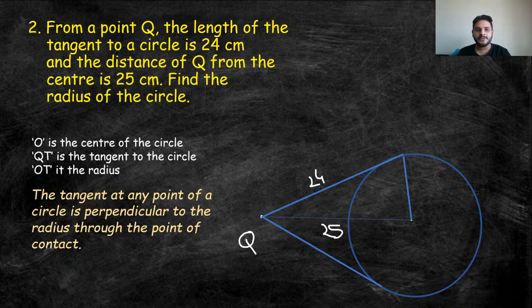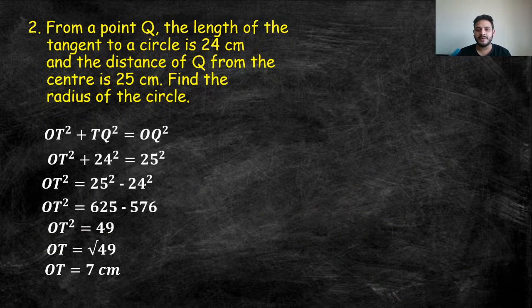How will you find the radius? We have to find the radius. We'll use the measurements. We name that particular point as T. So OT square plus TQ square is equal to OQ square, where OT is the radius and we have the remaining two values. We substitute those values. 25 square minus 24 square, that is nothing but 625 minus 576. So we have OT square is equal to 49 and OT is equal to under root 49, and 49 is the perfect square of 7. So we say that the length of the radius for that particular circle is 7 centimeter.